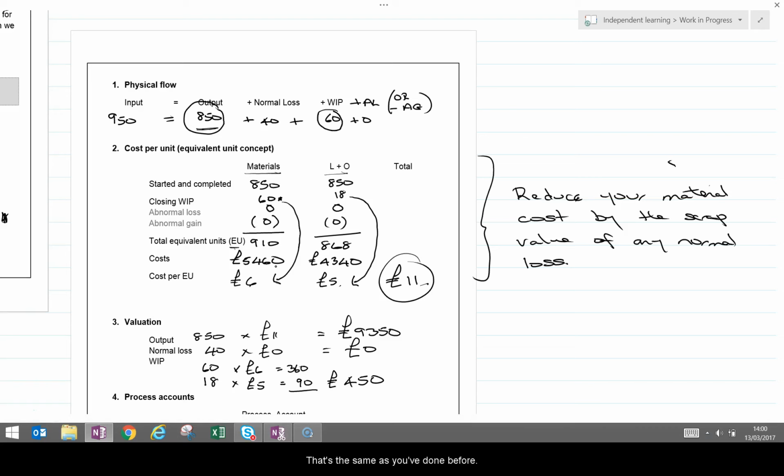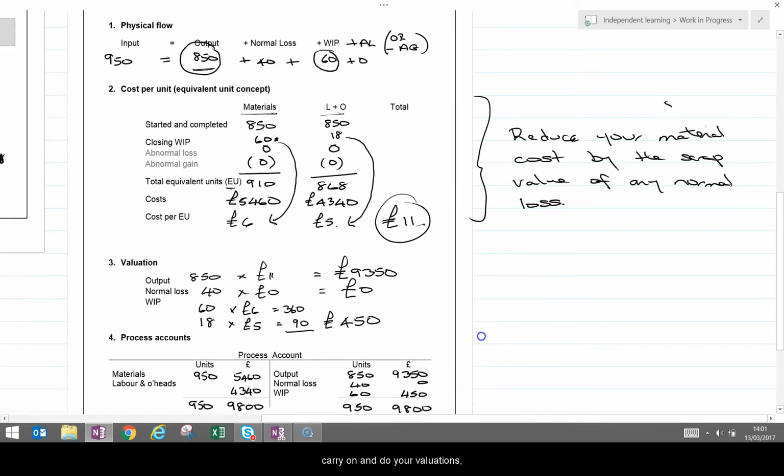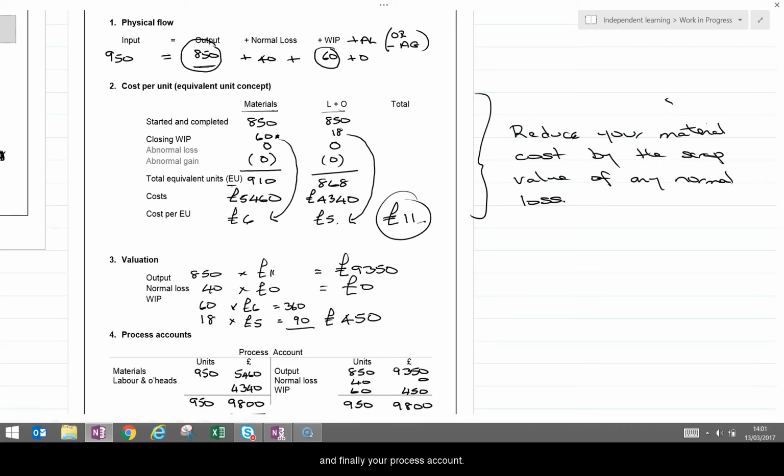So that's the same as you've done before. If you think about the formula you've used up to now, you have done input costs minus scrap value of normal loss. So that's what we're doing here, but we're just reducing the material. So the material costs minus scrap value of normal loss. And then you would carry on and work out your cost per unit, carry on and do your valuations, and finally your process account. So that's how you deal with a work in progress. And that brings us to the end of this recording.